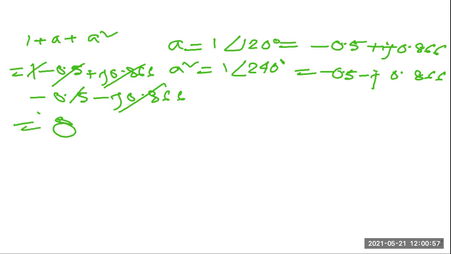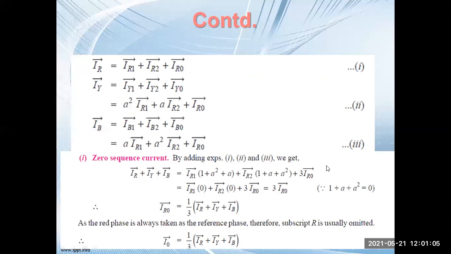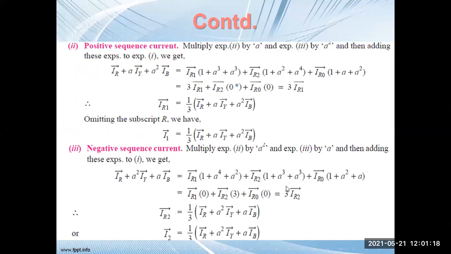Any doubt from anyone? Okay. So this slide is clear? Fine. So you have to remember that the zero sequence component of current equals 1/3 of IR plus IY plus IB. This point you have to remember.